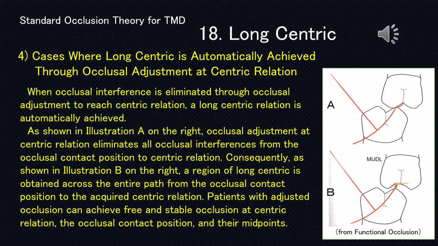Consequently, as shown in illustration B on the right, a region of long centric is obtained across the entire path from the occlusal contact position to the acquired centric relation. Patients with adjusted occlusion can achieve free and stable occlusion at centric relation, the occlusal contact position, and their midpoints.